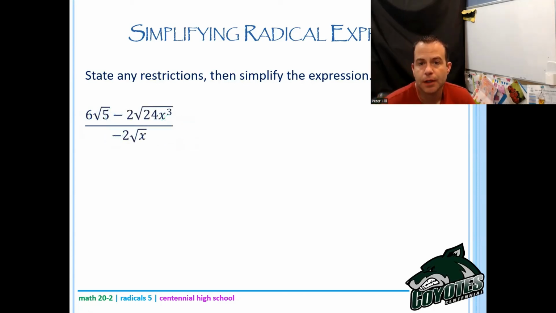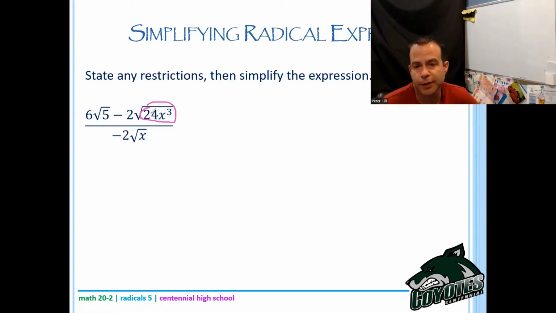Okay, now we'll take a look at this guy. I could think through the same thing because the 6 is divided by negative 2 and the negative 2 is divided by negative 2. The problem is the root 5 can't be divided by root x. So it's not actually going to get rid of the fraction for me.